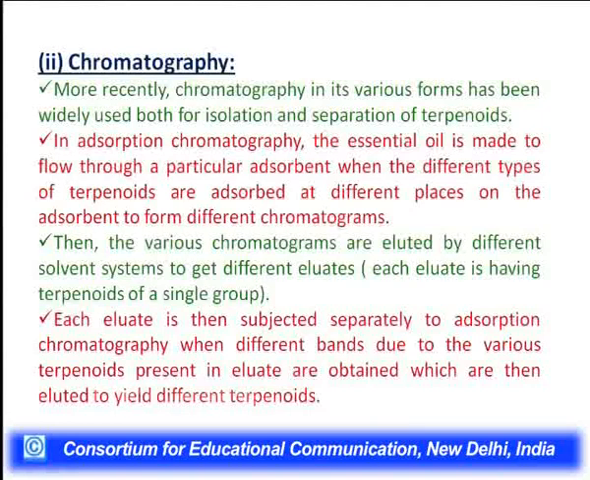In adsorption chromatography, the essential oil is made to flow through a particular adsorbent, when the different types of terpenoids are adsorbed at different places on the adsorbent to form different chromatograms. Then the various chromatograms are eluted by different solvent systems to get different eluates. Each eluate has the terpenoid of a single group. Each eluate is then subjected separately to adsorption chromatography, when different bands due to the various terpenoids present in the eluate are obtained, which are then eluted to yield the different terpenoids.